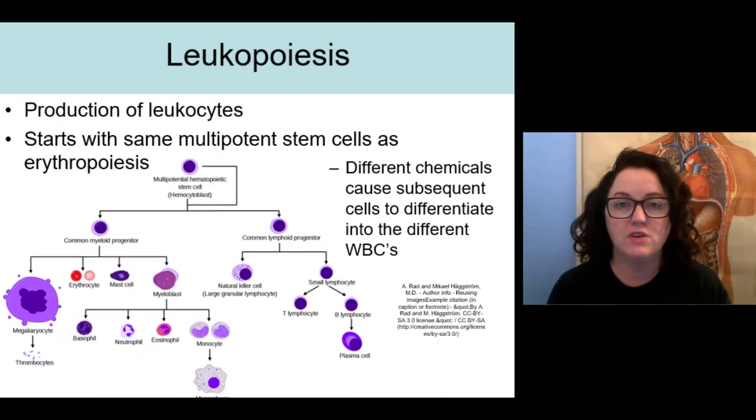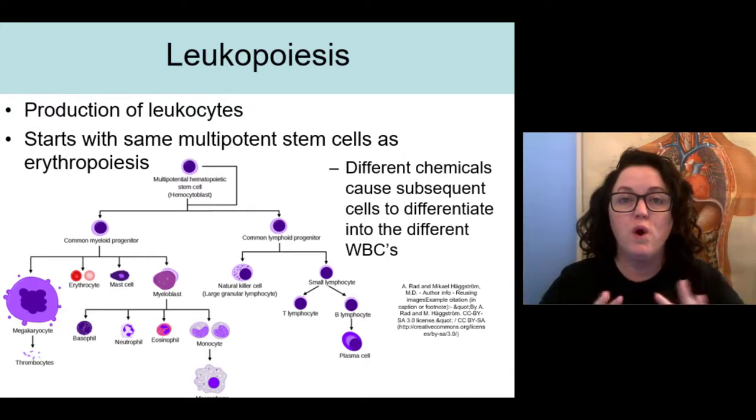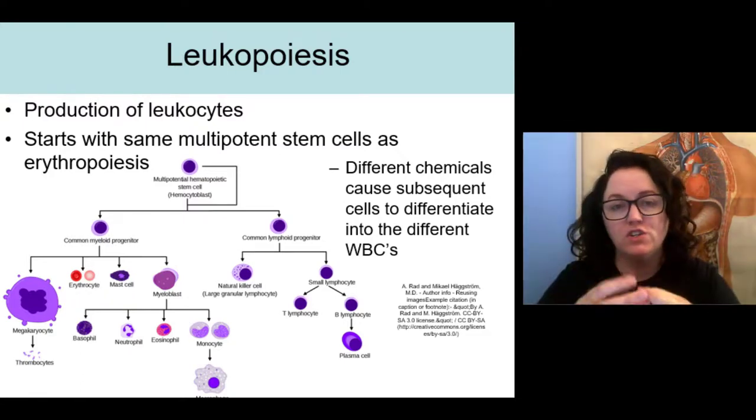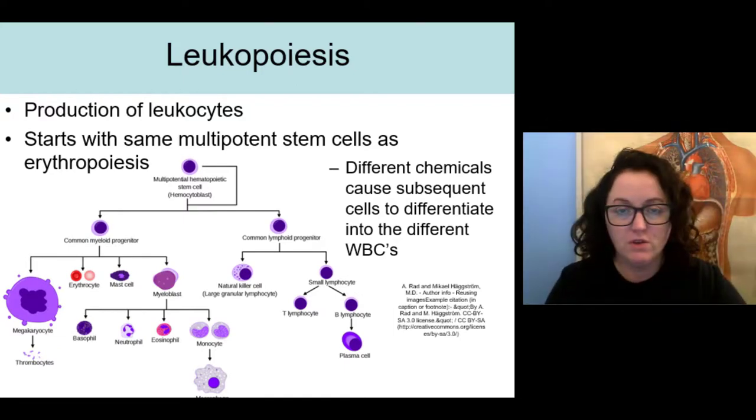The last thing I wanted to mention here is the topic of leukopoiesis. Leukopoiesis is the production of white blood cells. And of course, like all the blood cells, this occurs in the bone marrow. It starts with the same multipotent hemopoietic stem cell that we use to make our red blood cells, and actually, this is the same cell we're going to use to make platelets too. So there's one master hemopoietic stem cell in our bone marrow that under the right conditions can differentiate into a basophil or a neutrophil or a red blood cell or a platelet. And it's different chemicals that are going to cause this differentiation process.